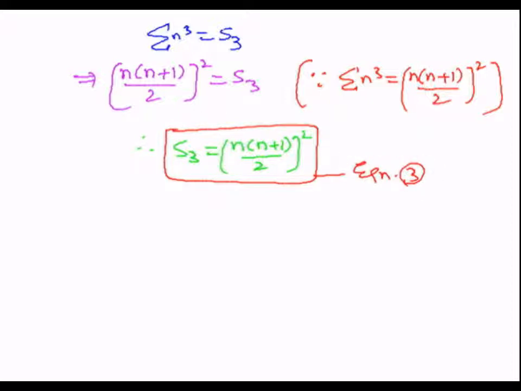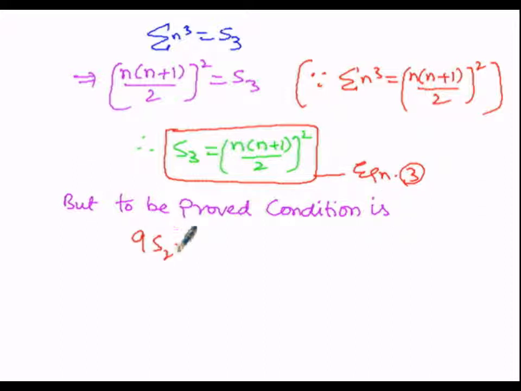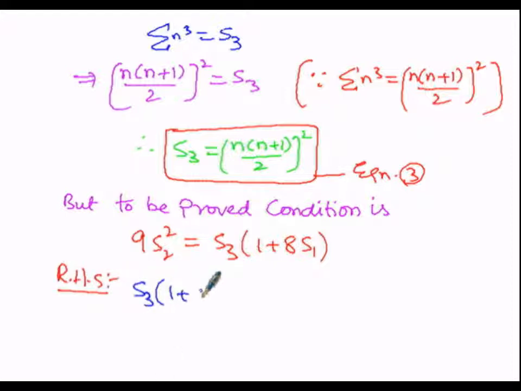But the to be proved condition is 9 S2 square is equal to S3 into 1 plus 8 S1. That is the to be proved condition. Whereas in it the right hand side quantity is S3 into 1 plus 8 S1. So I want to take the right hand side now. So according to the right hand side the condition is S3 into 1 plus 8 S1.